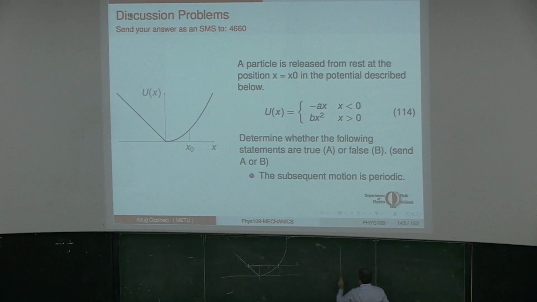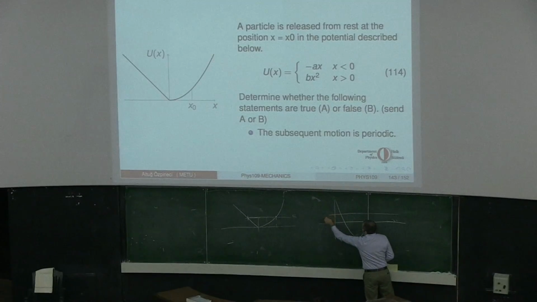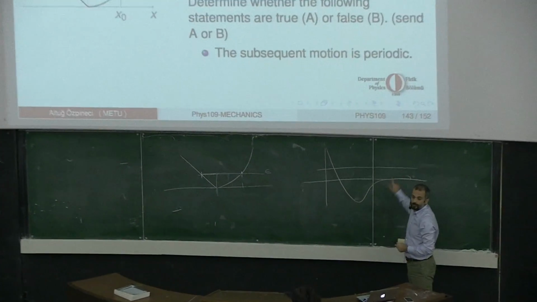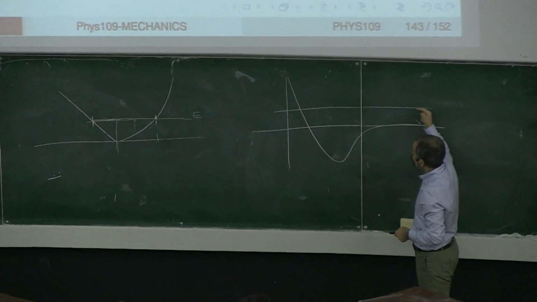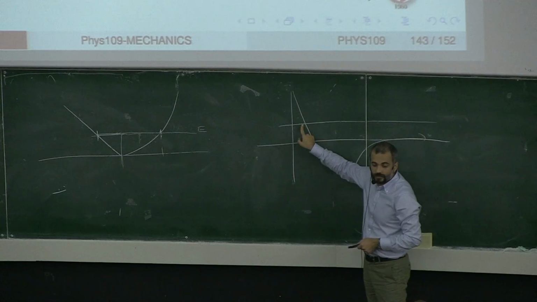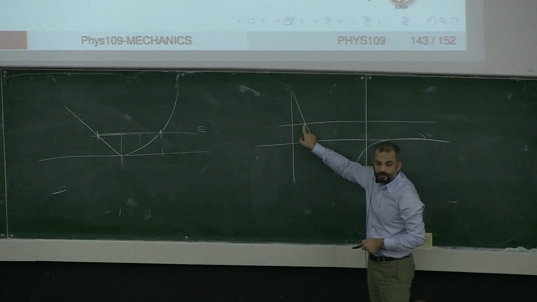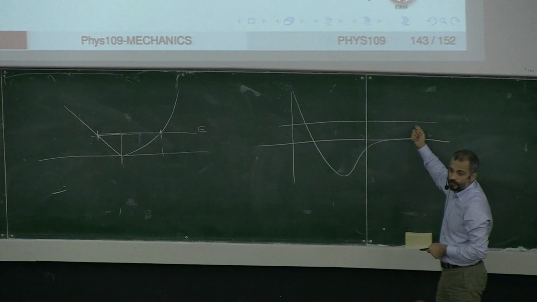If you have such a potential, this is a potential that you will see quite often in your career. So if this is the energy of your particle, then this motion is not periodic. Because if you send your particle in that direction, it will reach this turning point, turn around, and then go to infinity. This is not a periodic motion.